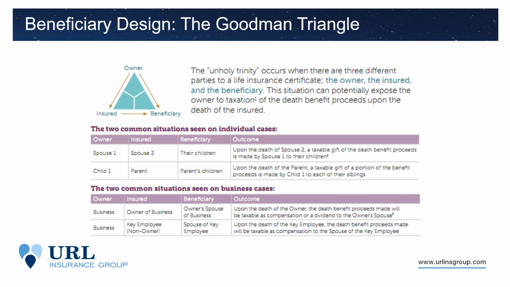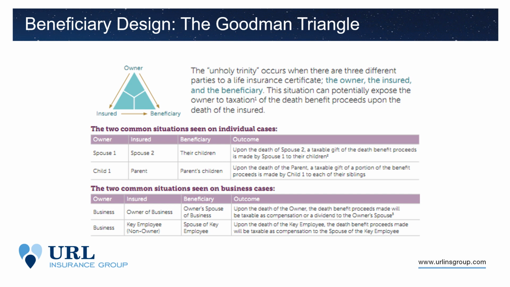The other common mistake is child one owns a policy on their adult parent, and the parent's kids are the beneficiary. We see this where we have one child who's kind of managing maybe mom or dad's funeral and other things. So child one owns the policy on mom or dad and makes, let's say, his brothers and sisters the beneficiary. Upon death of the parent, a taxable gift of a portion of the benefit proceeds is made by child one to each of their siblings. So again, if child one is going to own the policy on mom or dad, that child should also be the beneficiary and then take care of those funeral expenses and other expenses.